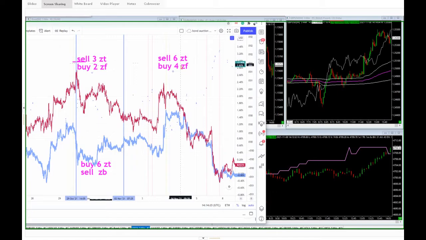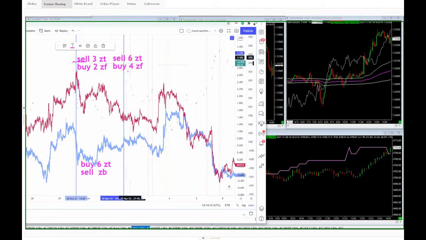Nothing at all. The red line will still be identical. It won't have changed the shape of the red line one single bit. So what happens? I end up with 6 ZT contracts and 4 ZFs. Well, if I sell 6 ZTs and I buy 6 ZTs, guess what happens? I end up with no ZT contracts.